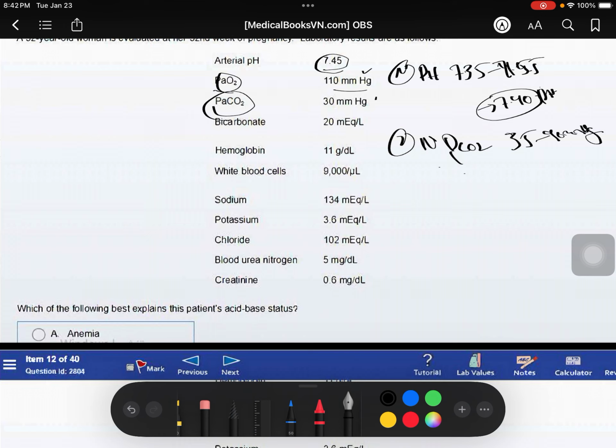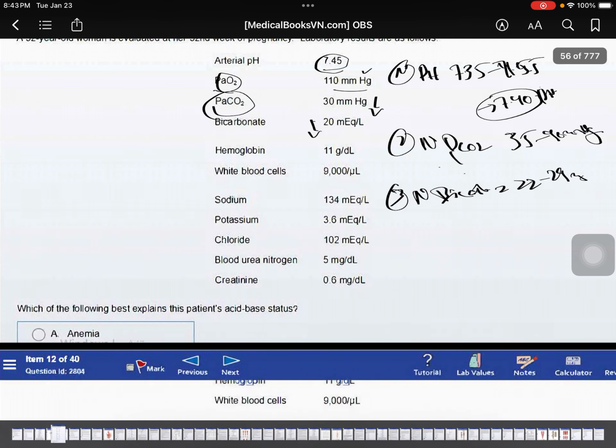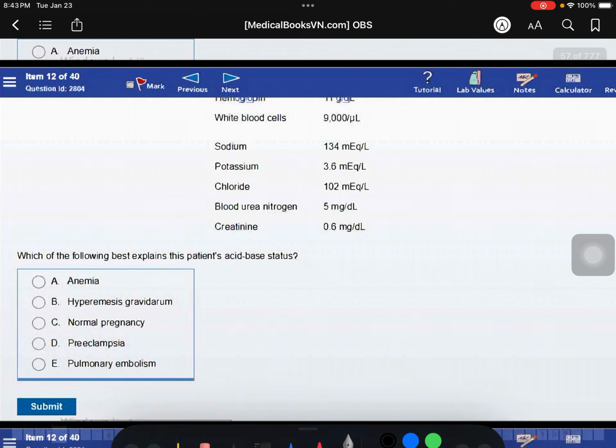In this question, the partial pressure of carbon dioxide is decreased a little bit. Then we can come to the bicarb concentration. Normal bicarb concentration is 22 to 29 milliequivalent per liter, but here the bicarb concentration is also decreased a little bit. Here it shows 20 milliequivalent per liter. The remaining laboratory findings are normal, but we have to consider these two: the partial pressure of carbon dioxide, which is a little bit decreased, and the bicarb concentration, which is also decreased a little bit.